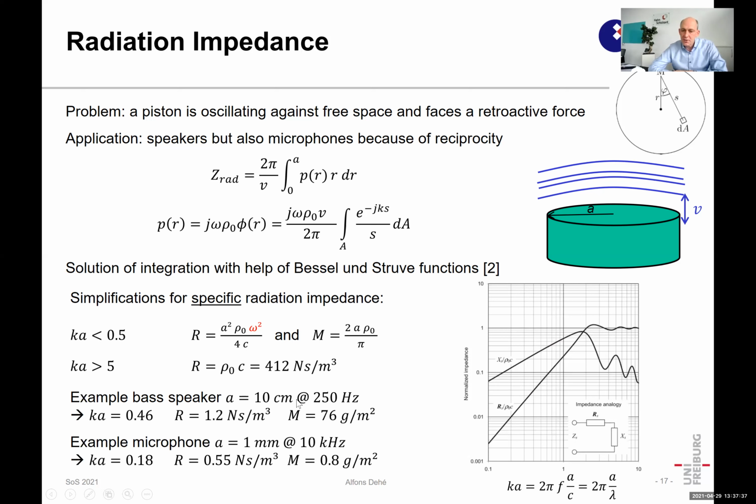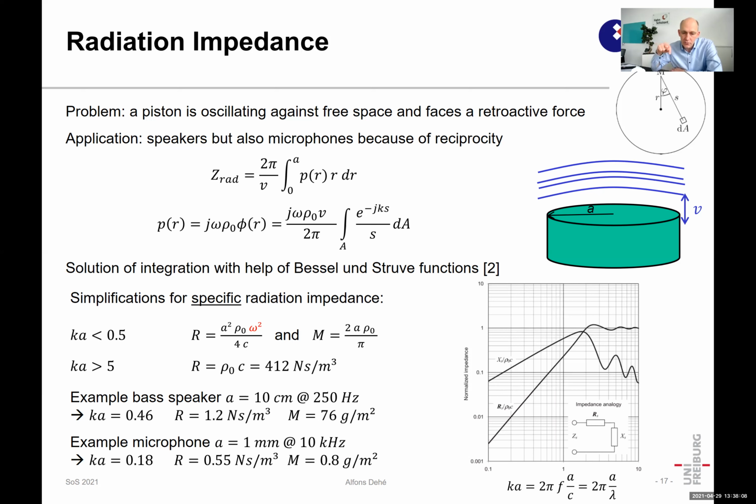Okay, typically 250 hertz, such a speaker is resonating at. And that means we are just in the middle of this curve. We get a loss of 1.2 Newton seconds per meters cube, and a load of 76 grams per meter square. So we feel already the weight or the impedance of the air in such a system. So we cannot neglect this radiation impedance.